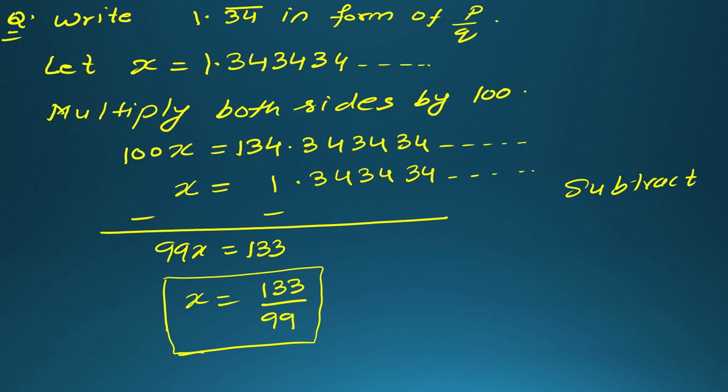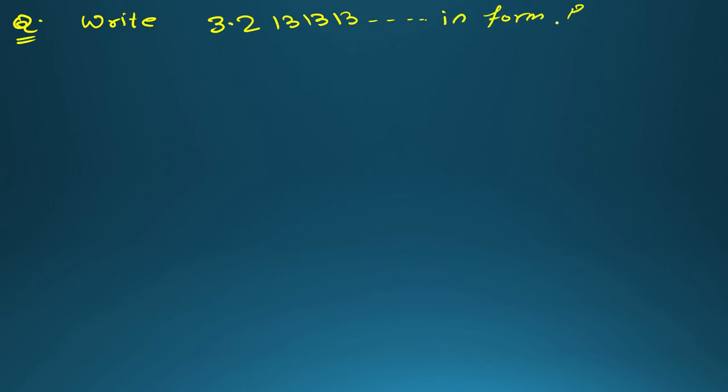Now let's consider another category of question where some digits after the decimal point will not repeat. This can be a very important question for your exam. Write, for example, 3.2131313 like this in the form of P by Q, or in the form of bar. How will it be written? It will be written like this: 3.213 bar. The bar will be only on 1 3. Just be very careful in the exam while reading the questions.